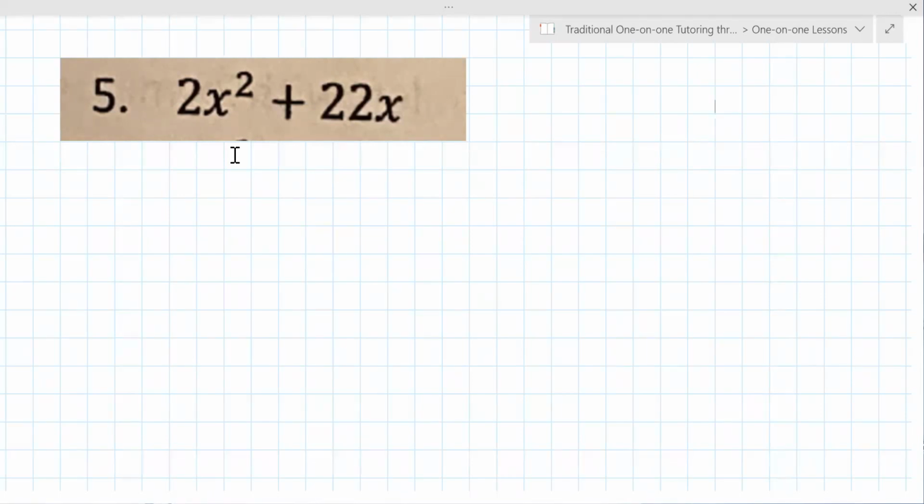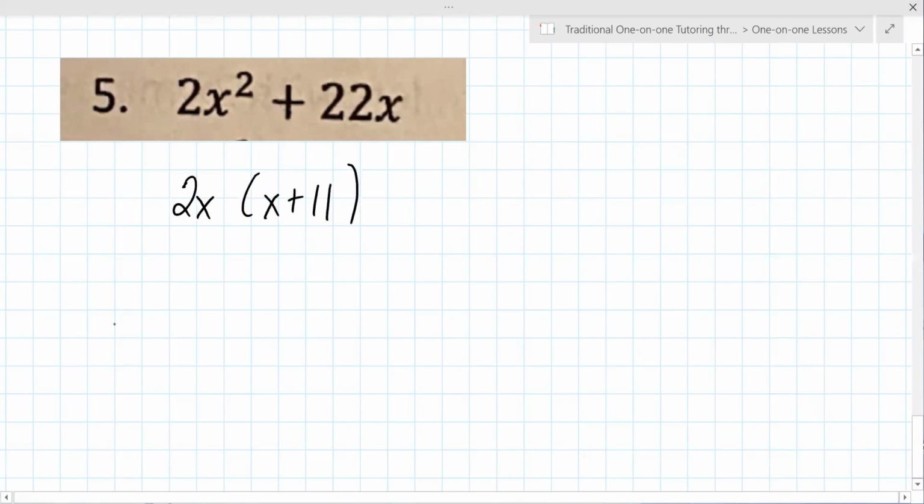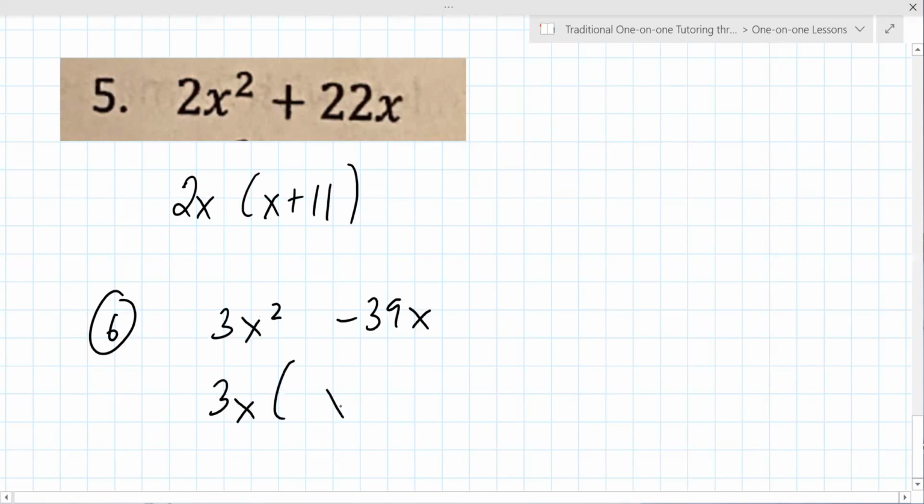2x parentheses x plus 11. Very good. Okay, now for number 6, it is 3x squared minus 39x. Yeah, I got 3x parentheses x minus 13. Good. All right, let's do number 7.